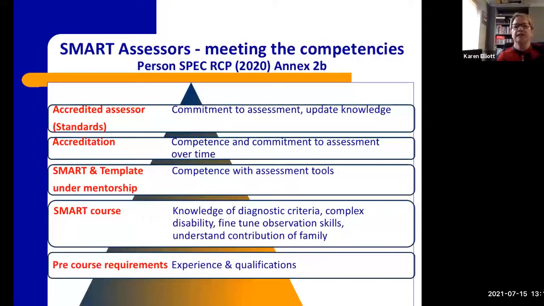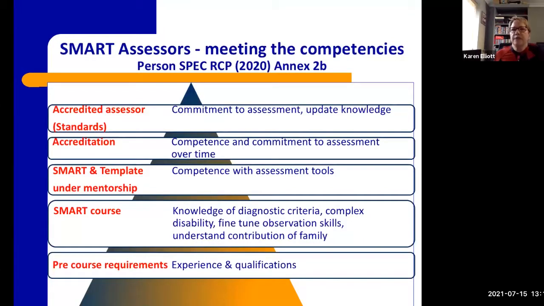So before we go on to the assessment, it's important just to have a quick look at assessors. And one area that we have constantly been criticised on in terms of the SMART is that we require assessors to be accredited. We've been challenged quite a lot on this and asked if we can just provide it as a tool that anyone can pick up and download from the internet. And we've said no.